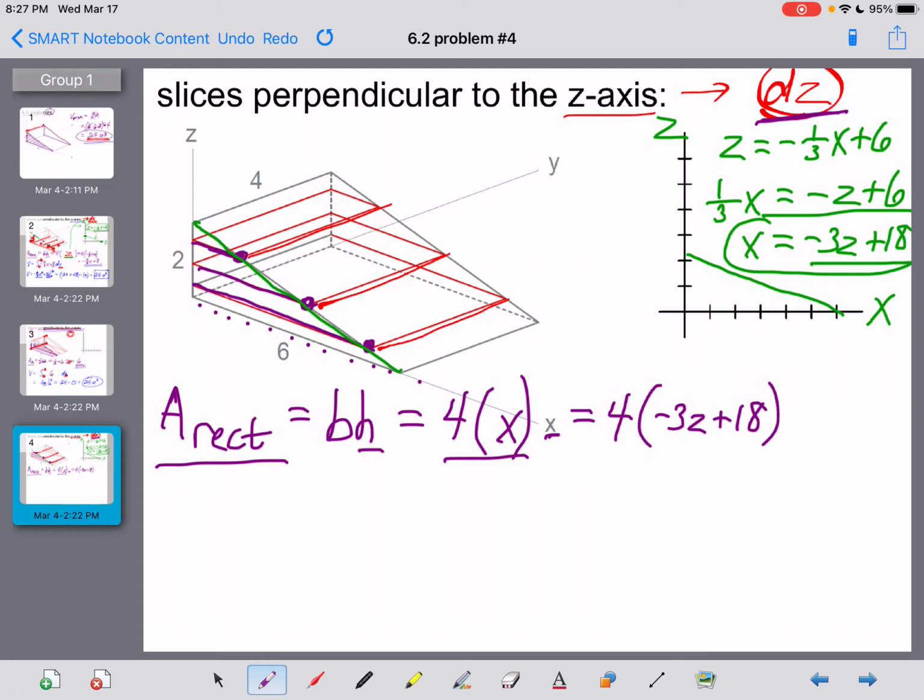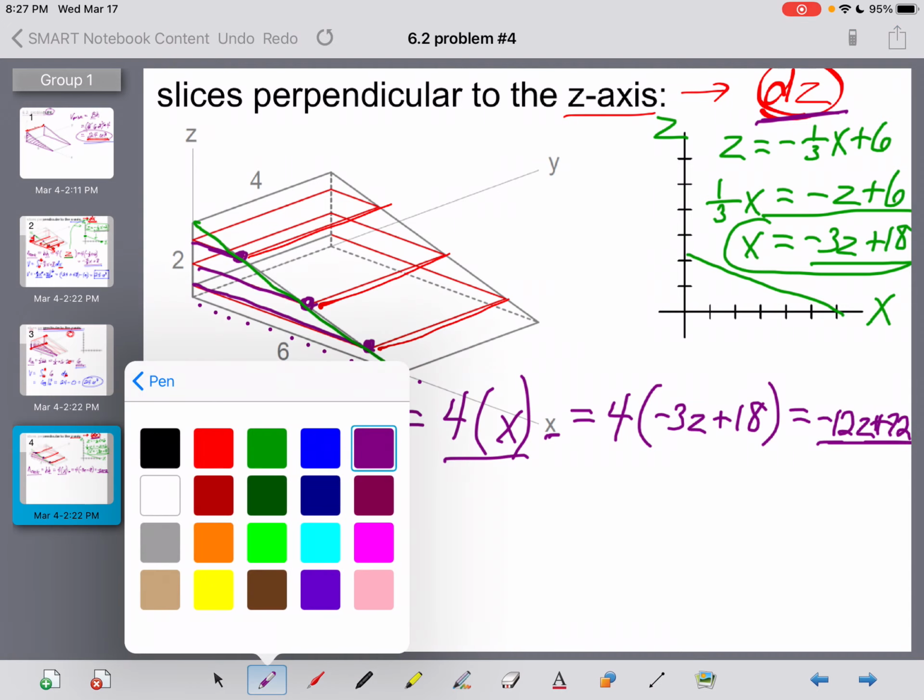Okay, and I guess it's not that much work. Let me go ahead and distribute that to get a negative 12x plus 72. It's a lot of work to write it, but a negative 12x, excuse me, that's a z, not an x. Oh, that's going to get complicated. Okay, a negative 12z plus 72. Ugly. That's the area of each one of those rectangles.